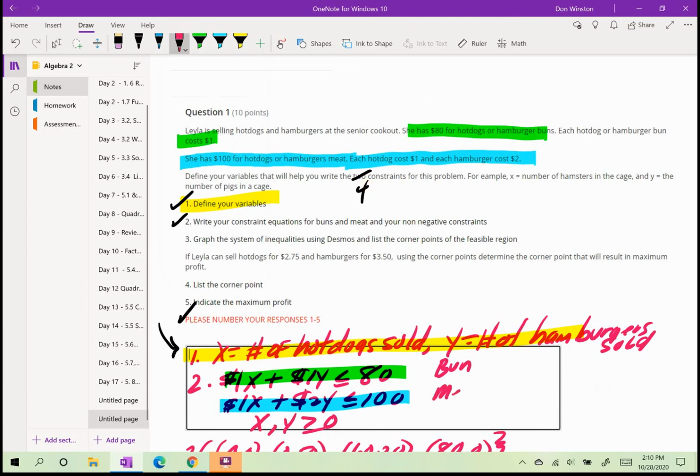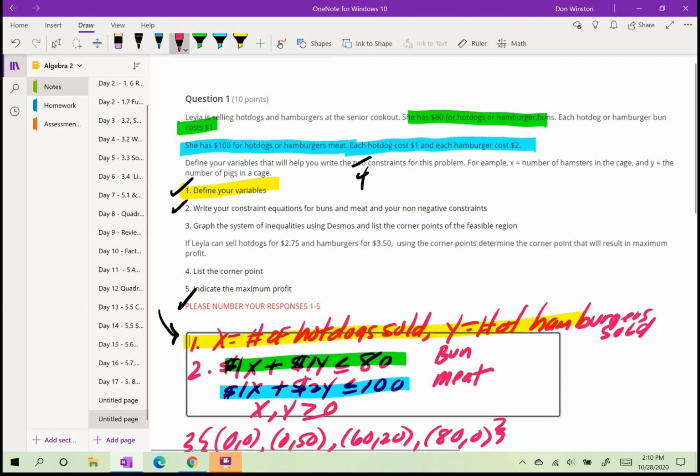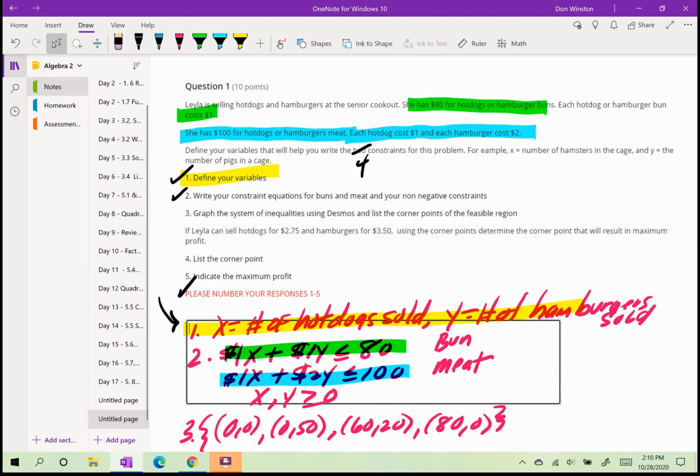And then the other constraint, which is important to list, and you'll see why when we graph this using Desmos, is our non-negative constraint. Both X and Y have to be greater than or equal to 0. So we have our constraints: our bun constraint, our meat constraint, and our non-negative constraints. We're going to use Desmos to help us graph the feasible region and find the corner points. You don't have to do this by hand. We're going to have Desmos do it for us.